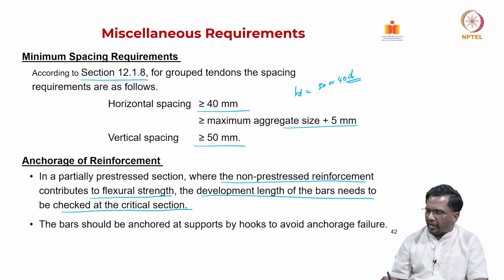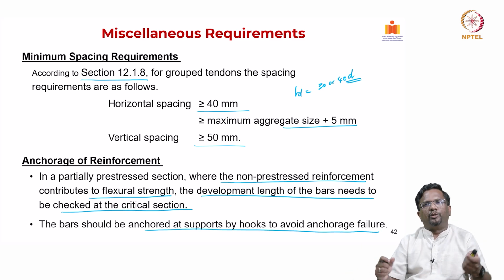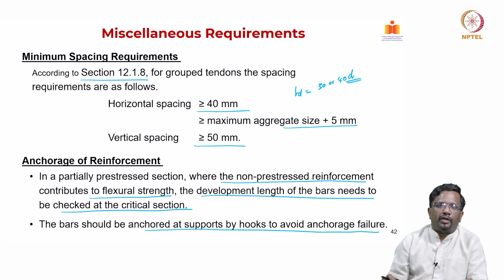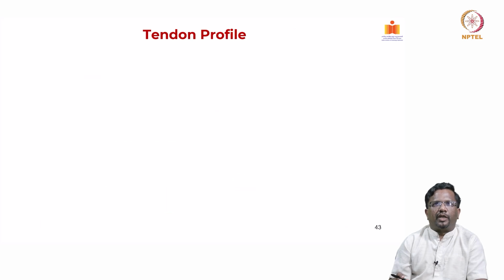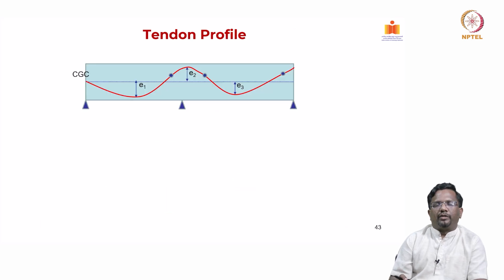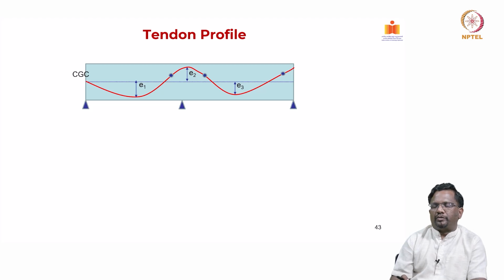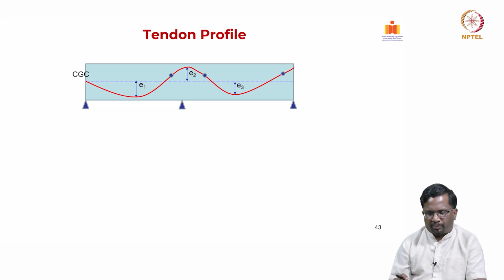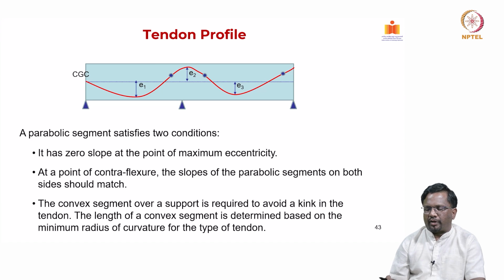And the bar should be anchored at supports by hooks to avoid anchorage failure. Otherwise, adequate bond will not be developed, and the slippage of the reinforcement will happen, and it may lead to premature failure. So, bars also need to be anchored well. Tendon profile. In case of a post-tension system, the tendon profile has to be done in a proper way, and this is typical for a 2-span system that we are talking about.